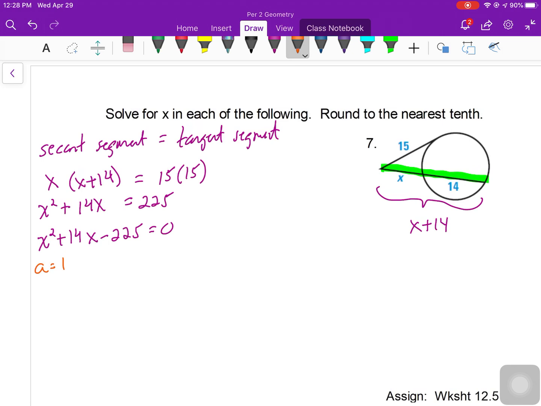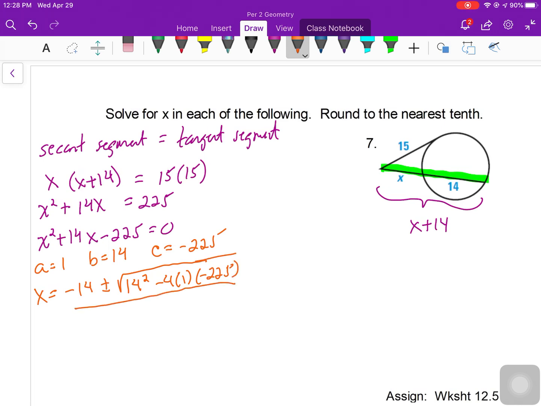This one I cannot see how to factor quickly, so we're going to go ahead and put it into the quadratic formula. A is 1, B is 14, C is negative 225. So x will equal negative b plus or minus square root b squared minus 4 times a times c, and that entire thing, including the negative b, divided by 2 times the a. Beneath that square root sign this time, I end up with 1,096.